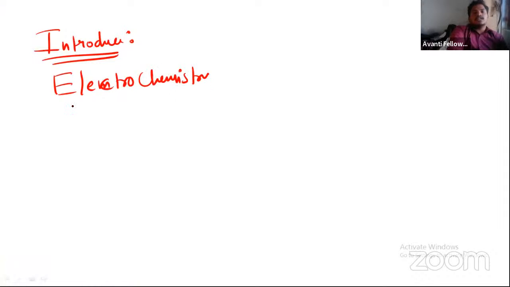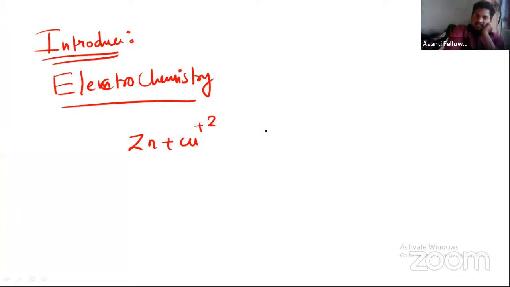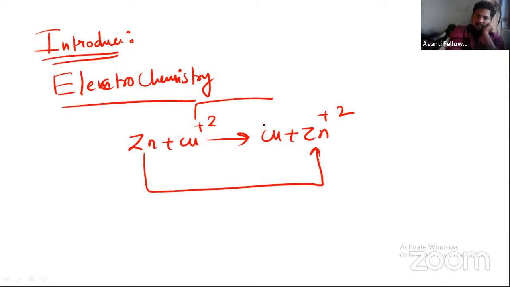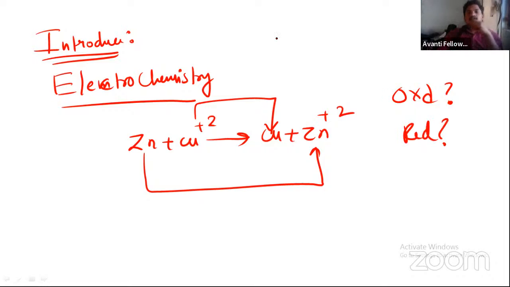Before introducing electrochemistry, I would like to ask: where is oxidation and where is reduction? I want to know from you, here, where oxidation is happening and where reduction is happening. Okay, JNV Ernakulam has given the answer. Very good.